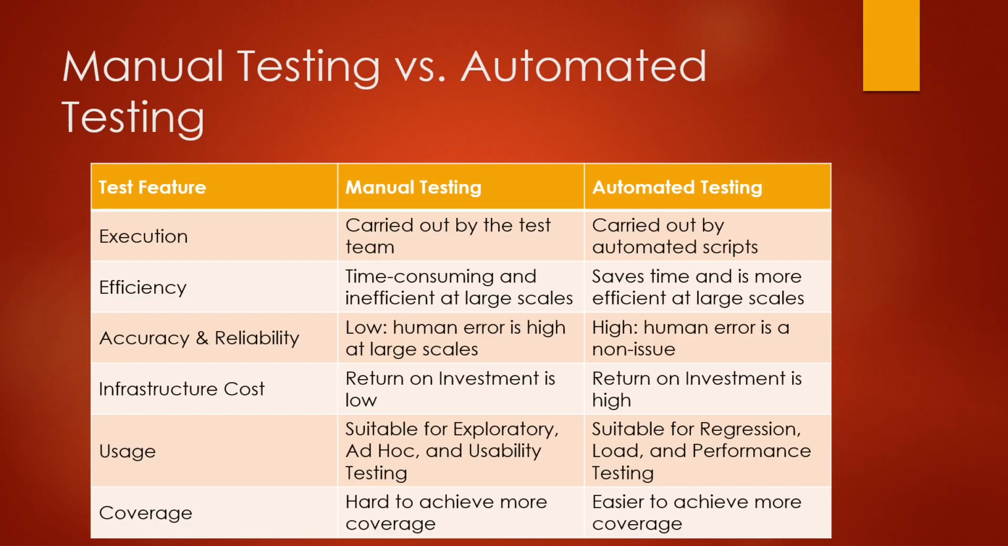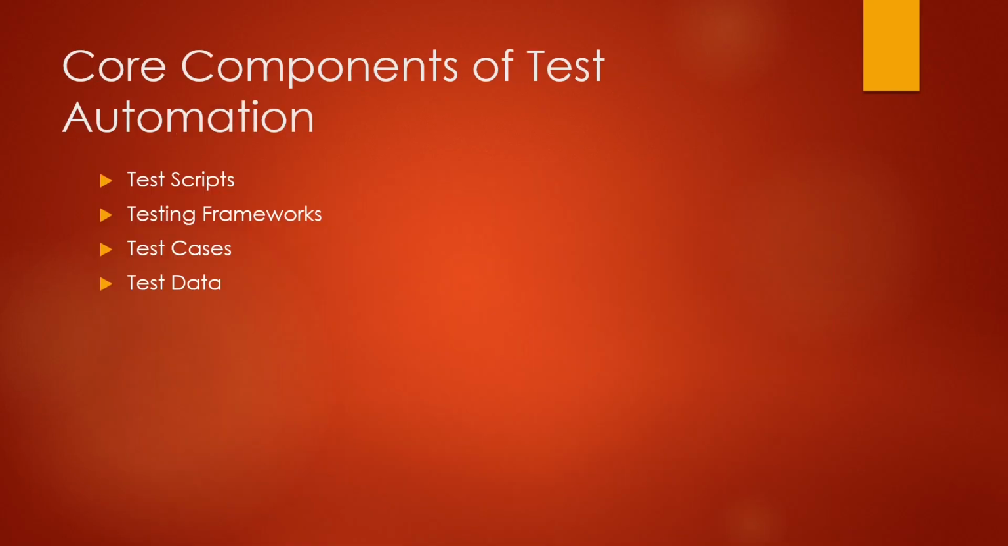By automating regression testing, load testing, and performance testing, we can free up the manual test team to do ad hoc, usability, and exploratory testing, which are tough to automate. The core components of automated testing include test scripts, testing frameworks, test cases, and test data. Each component plays a crucial role.